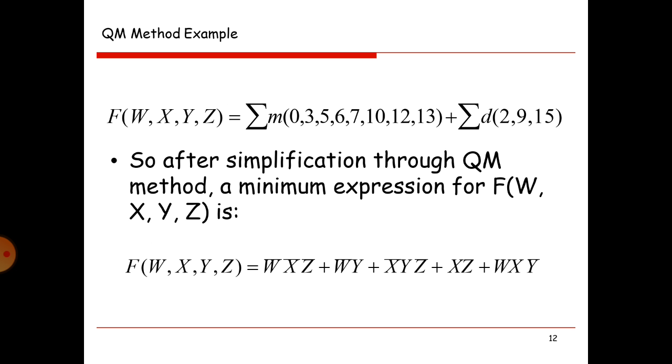So the function is f of w comma x comma y comma z is equal to summation 0, 3, 5, 6, 7, 10, 12, 13 plus don't care 2, 9, 15. After simplification through the Quine-McCluskey method or tabulation method, the minimum expression for the function of w comma x comma y comma z is equal to w bar x bar z plus w y plus x bar y z plus x z plus w x y bar.